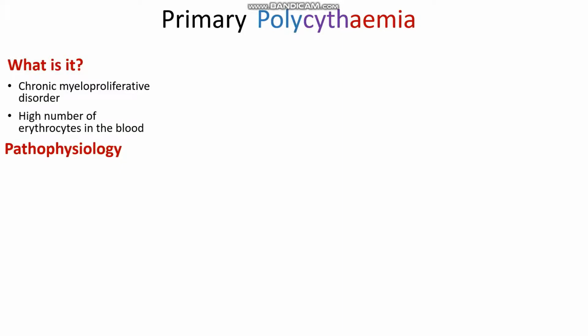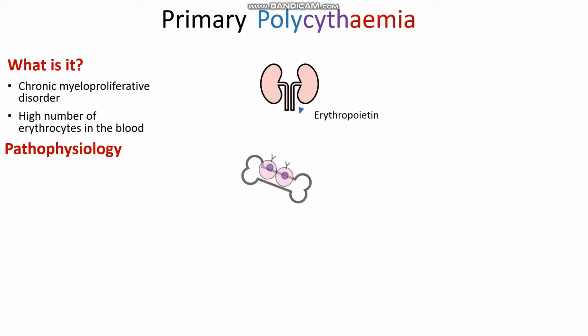Let's just very quickly remind ourselves how our red blood cells come to be. Remember, we have our kidneys, which produce erythropoietin, which travels in our blood and binds to our hematopoietic stem cells. Once bound, it activates this pathway known as the JAK-STAT pathway. And once activated, in a controlled fashion, these hematopoietic stem cells go on to differentiate into our red blood cells. In primary polycythemia, we actually have a mutation to the JAK-STAT pathway.